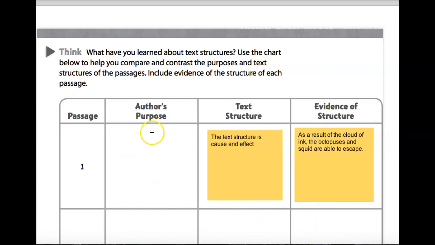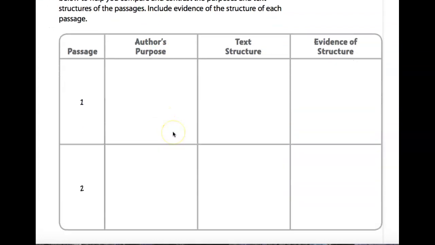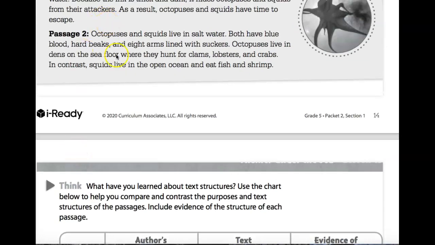But I want you to see, we talked here about the purpose. It was to tell you about how they defend themselves. The structure is cause and effect, and here's the evidence. All right? So let's get this off of here, and I will at least explain to you about what you're going to do. So passage 2 is right here.